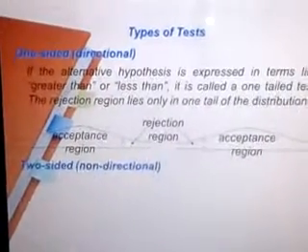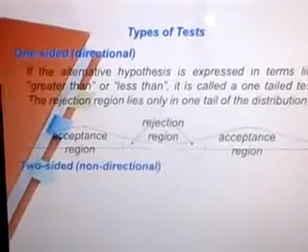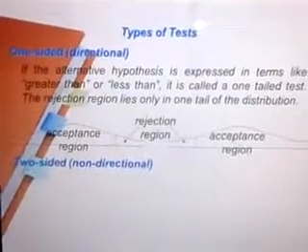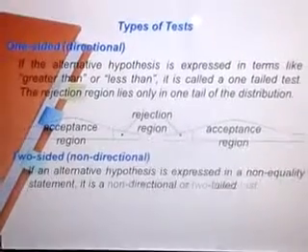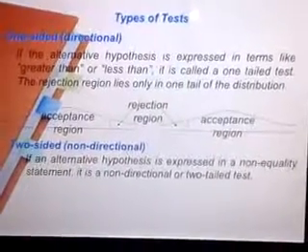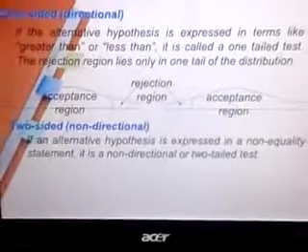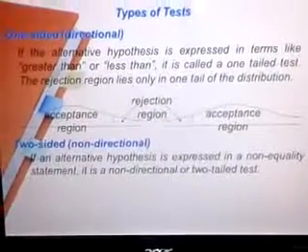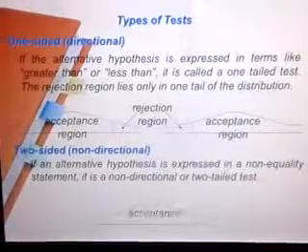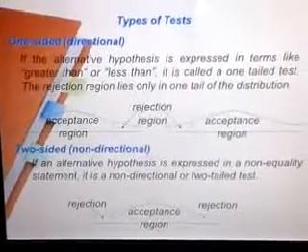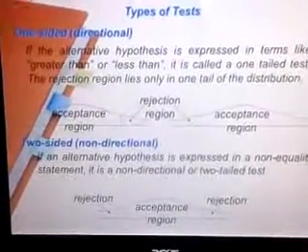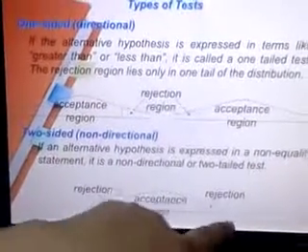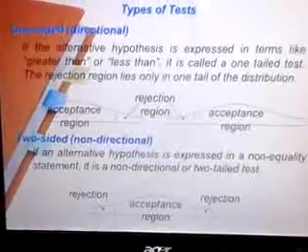Another type of test is the two-sided or what we call non-directional. If an alternative hypothesis is expressed in a non-equality statement, it is non-directional, or what we call a two-tailed test. As shown in the figure, besides the acceptance region, it has two rejection regions, one on both sides.